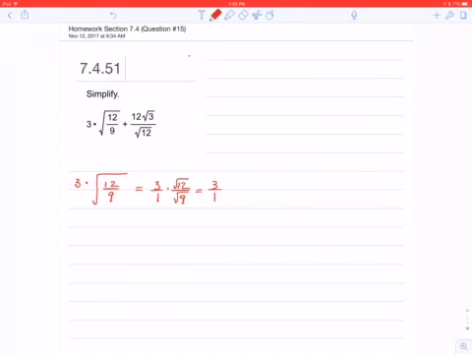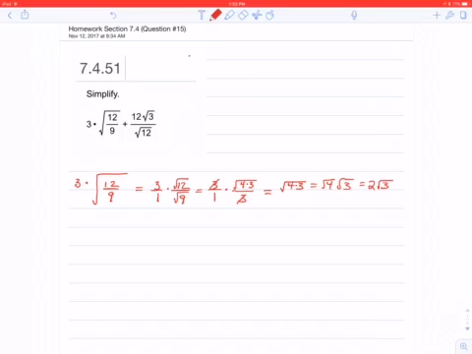Now, the square root of 12, I can break that down into the square root of 4 times 3. The square root of 9 is just 3. Well, 3 over 3 cancels, so I'm left with the square root of 4 times 3. I can separate that into the square root of 4 times the square root of 3. Well, the square root of 4 is just 2. So I have 2 square root of 3.